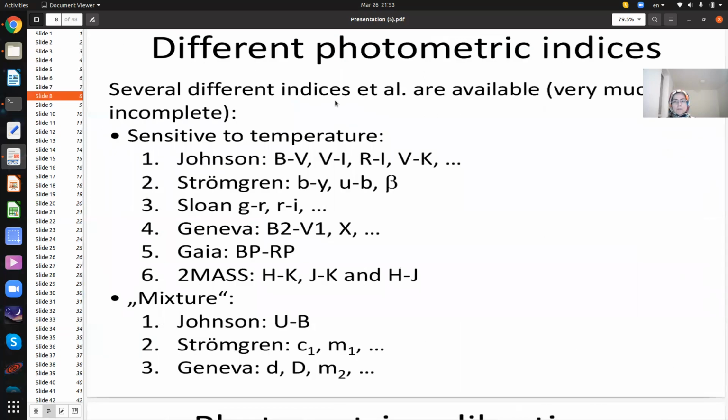You see here different photometric indices: Johnson, Strömgren, Geneva, Gaia, 2MASS, and others. We also have a mixture of the photometric indices, like Johnson U minus B, Strömgren c1 and m1, and Geneva d and m2 photometric indices.